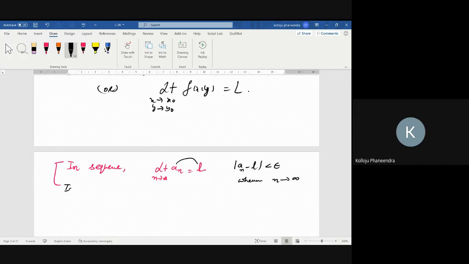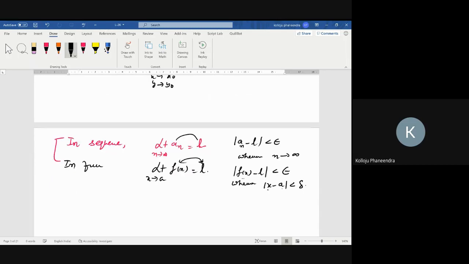And in a single variable function, you know, the limit of f of x as x tends to a is equal to L. Then how do we define this? Mod f of x minus L is less than epsilon. The absolute difference between these two is less than epsilon whenever this difference between x and a is very small.